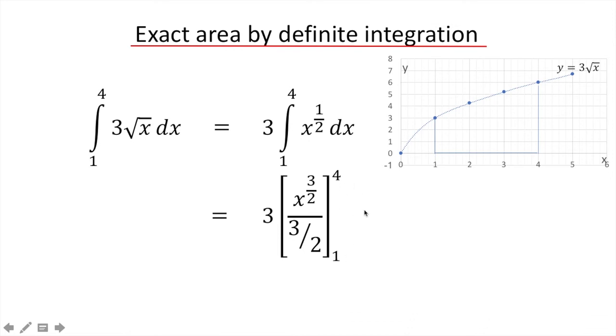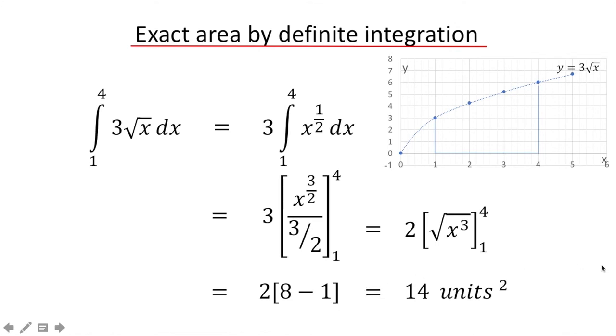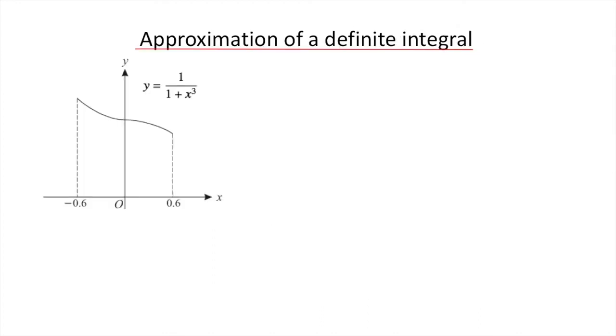and notice the square brackets and the position of the 4 and the 1. We can simplify this and then substitute in those values of 4 and 1 to give a final answer of 14 square units, which confirms our approximations of 13.5 and 13.9 were underestimates for the exact area under the curve. Now the trapezium rule really comes into its own when we're unable to integrate in that way.